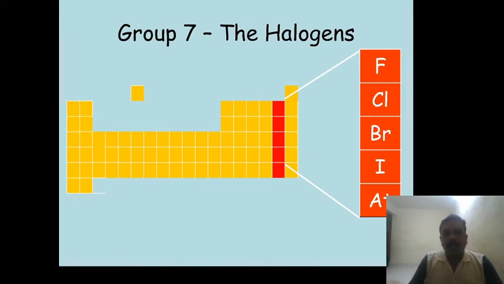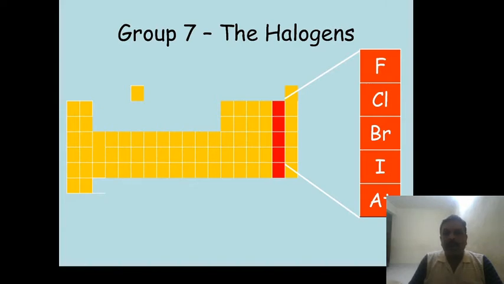Hello, welcome dear students. Today we will discuss halogens. That is the group 17 elements, or you can say group 7 elements. We can see there are 5 elements which are placed in the same group. They are nothing but fluorine, chlorine, bromine, iodine, and astatine.